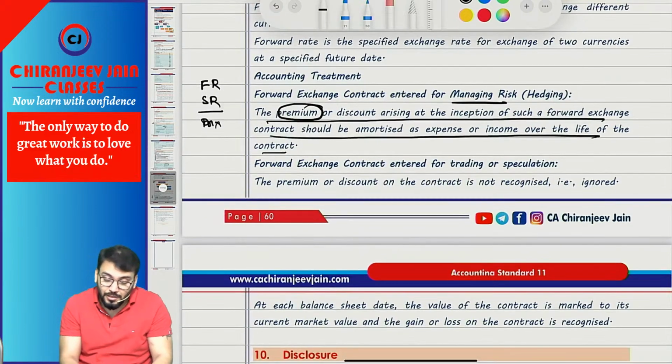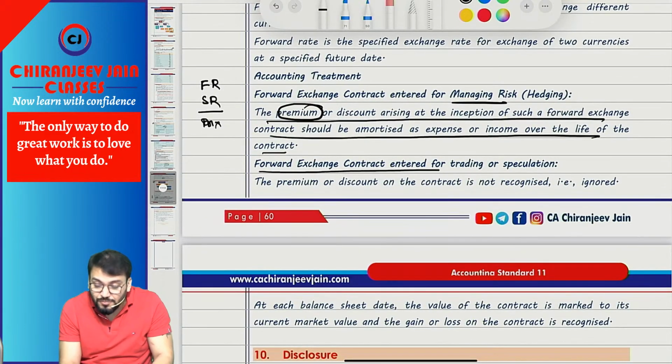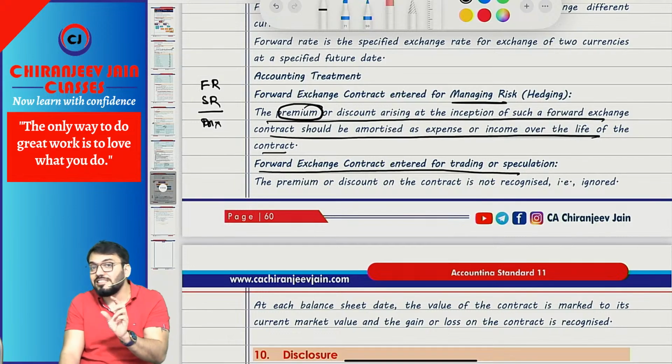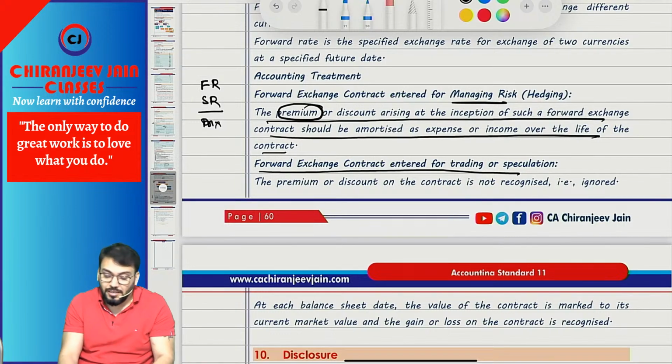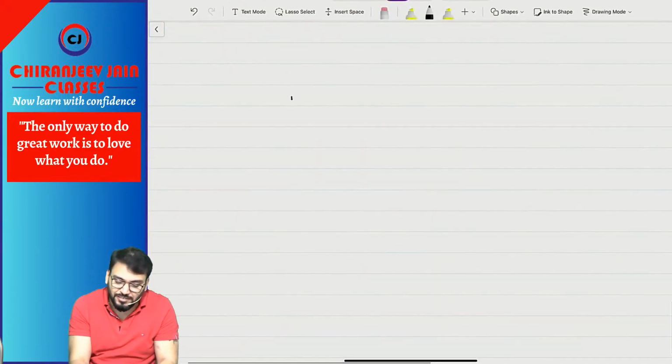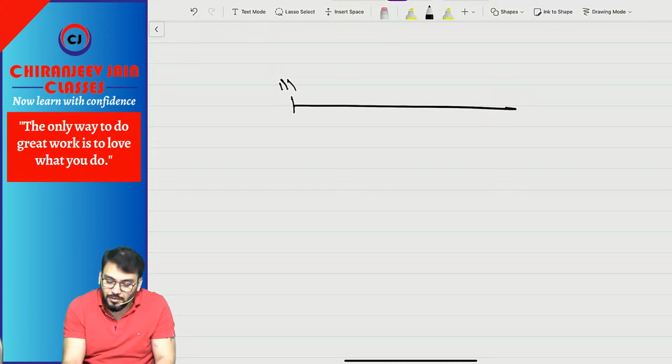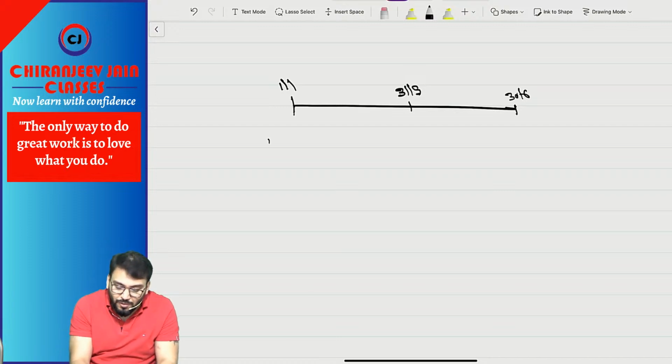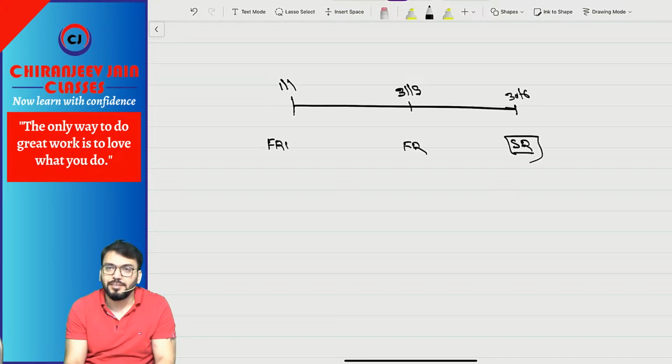Understood? But when the forward exchange contract is entered into for trading or speculation, then we recognize gain or loss. Then what will they do? They will give you the forward rate at each reporting date. For example, you have done a contract on 1/1, and this is for 6 months. So 31st March will come, and this is 30th June. They will give you the forward rate here, and here, and on this the spot rate will become the forward rate.